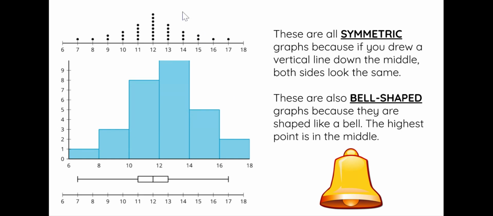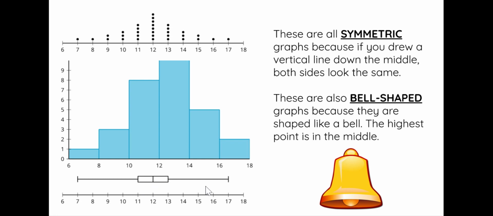look the same. So if you look at this dot plot right here, if we drew a line right down 12, 12 is our middle. On the left side and the right side, it looks exactly the same. Same thing for this histogram. We draw a line down 12. The left and the right look relatively the same. Same thing, draw the line down 12 on the box plot. The left and the right look the same.